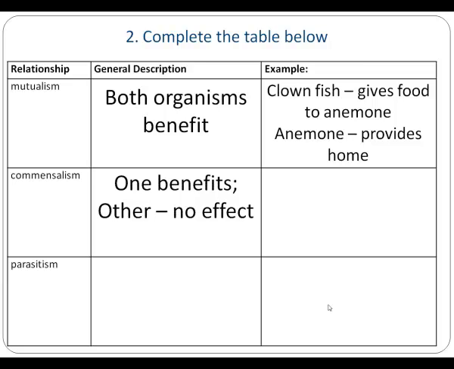Commensalism, that means that one benefits and the other one has no effect. They don't experience any benefit or any harm. So that would be like barnacles living on a whale. The barnacles don't do anything for the whale, but by living on the whale, the barnacles have a place to live, and because the whale is moving, lots of food moves past the barnacles because they're filter feeders.